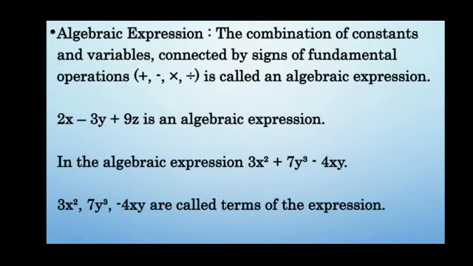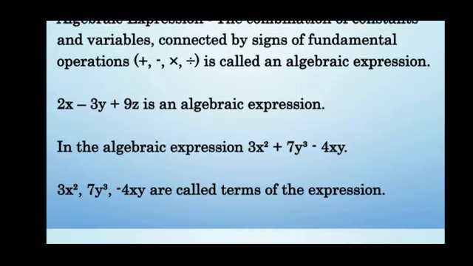Algebraic expression. The combination of constants and variables connected by the signs of fundamental operations plus, minus, multiply, divide is called an algebraic expression. 2x minus 3y plus 9z is an algebraic expression. In the algebraic expression 3x square plus 7y cube minus 4xy, 3x square, 7y cube and minus 4xy are called terms of the expression.